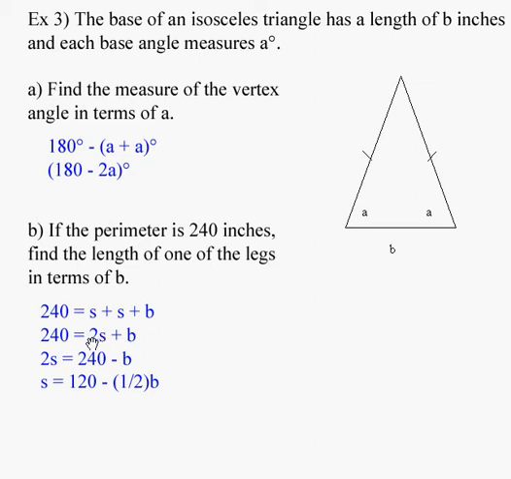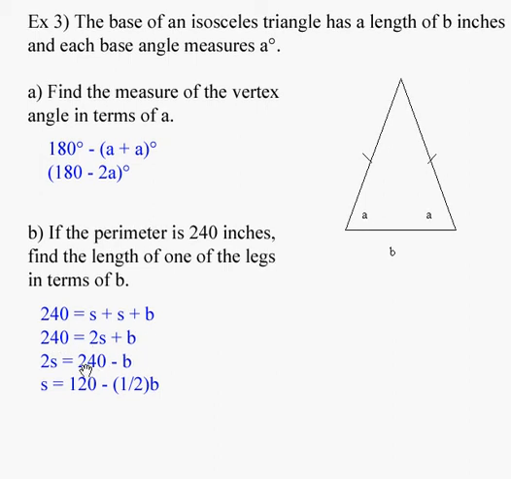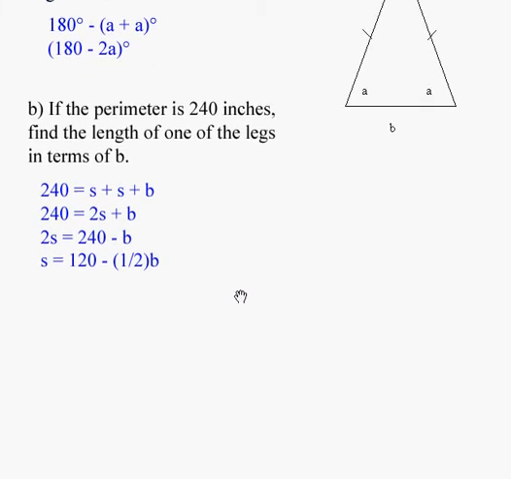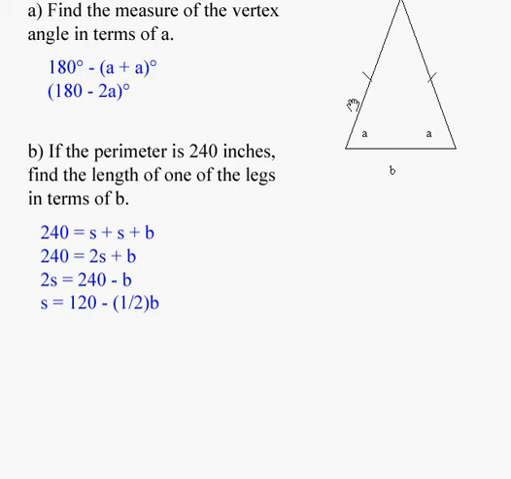So one of the things I want to do is get the 2s over on the other side, or actually I'm flipping things around here. We're going to subtract b from both sides. 240 minus b is 240 minus b. And then to find out what s is in terms of b, I need to divide everything in this equation by 2. 2s divided by 2 is 1s. 240 divided by 2 is 120. b divided by 2 is a half of b. And that is the measure of side s in terms of b.